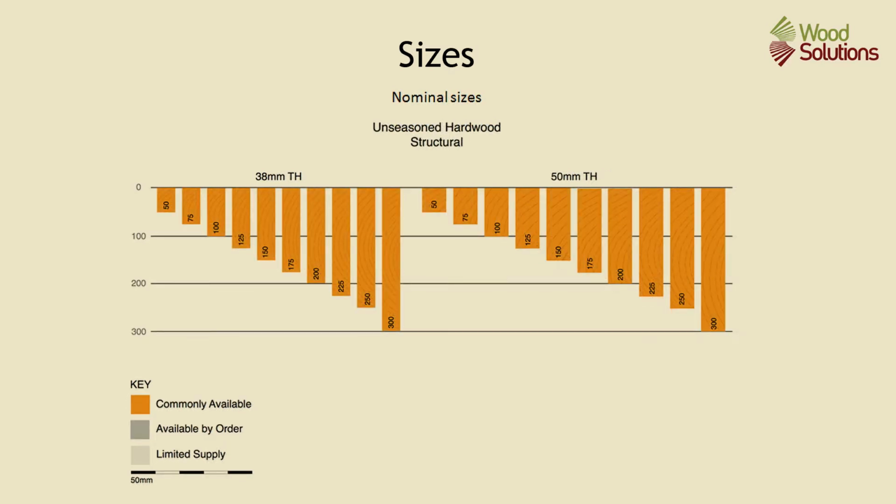Unseasoned material is available in standard thicknesses of 38 and 50mm. Widths generally range from 50 to 200mm. Thicker material is also available, but this is often only available by order.